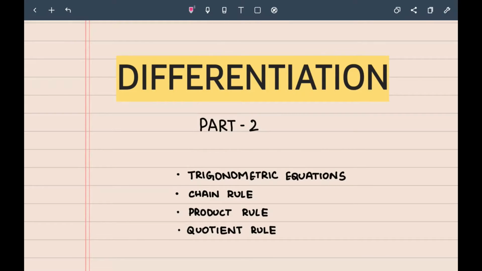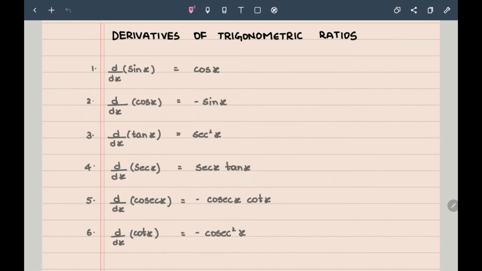In our previous video, we have learned about some basic concepts of differentiation. So in this video, we are going to learn about differentiation of trigonometric equations, chain rule, product rule, and quotient rule of differentiation. So first, let's start with derivatives of trigonometric ratios.